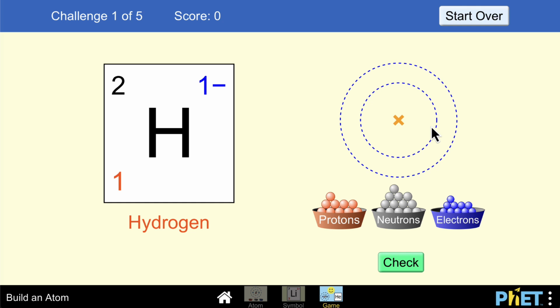And finally, we have to build our atom. This is hydrogen, so it has 1 proton only. Since the mass number is 2, it should have 2 particles in the middle, so it has 1 neutron. And since it has a -1 charge, that means it's a neutral atom plus an extra electron.